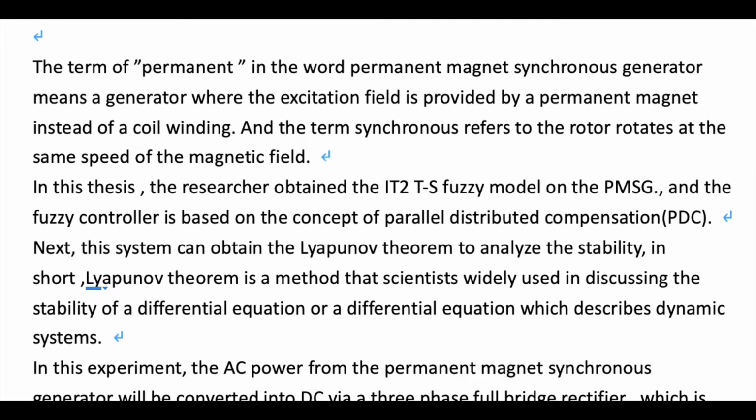The term permanent in permanent magnet synchronous generator means a generator where the excitation field is provided by a permanent magnet instead of a coil winding. And the term synchronous refers to the rotor rotating at the same speed as the magnetic field.